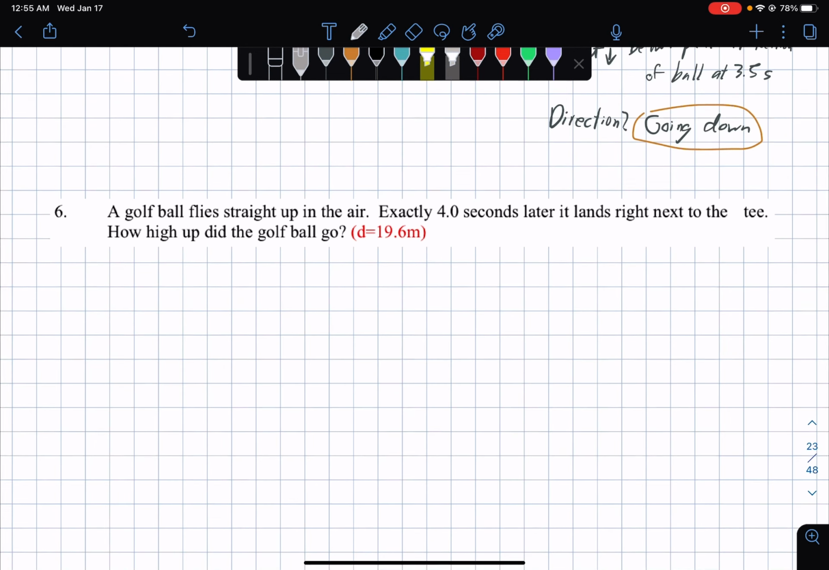A golf ball flies straight up in the air. Exactly 4.0 seconds later. Okay. Vi is, we don't know it. We don't know the information.